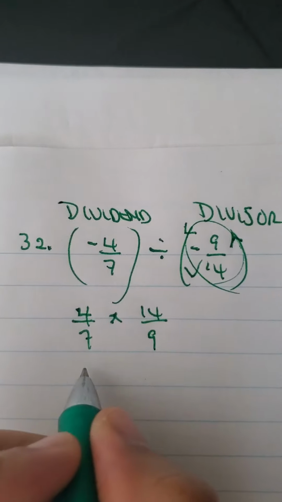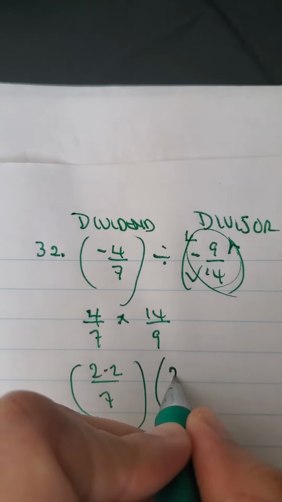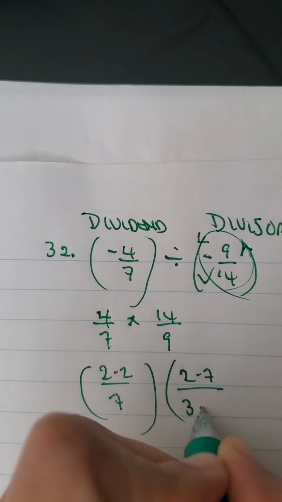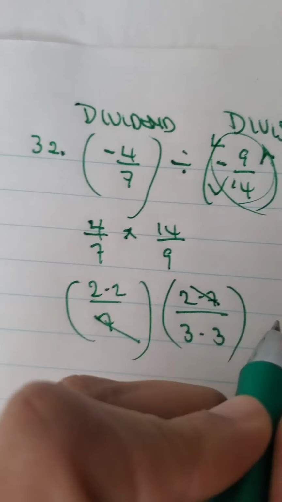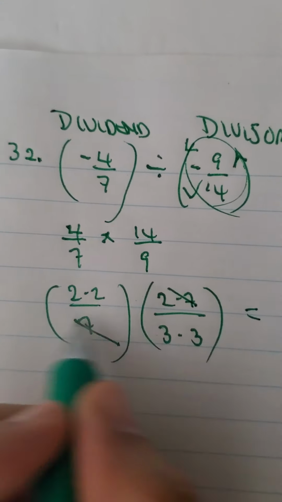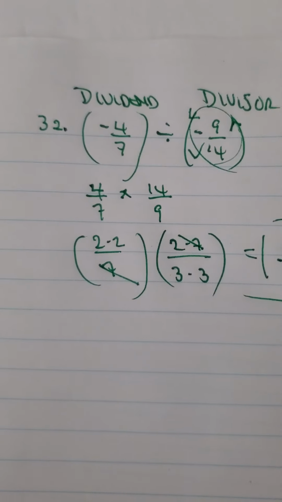Of the divisor. Now I'm going to prime factorize to see if there's anything in common. Just playing it safe. And it looks like the only thing they have in common here is 7. And I'm left with 3 factors of 2 to give me 8 and 2 factors of 3 to give me 9. This was a beautiful problem.